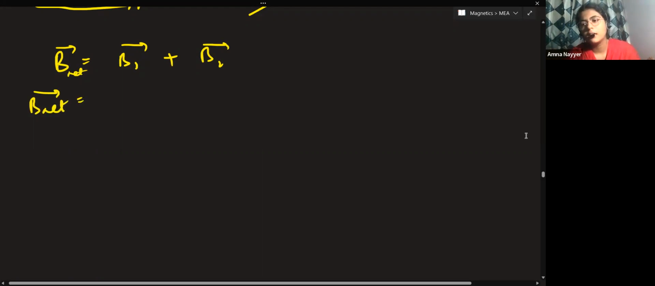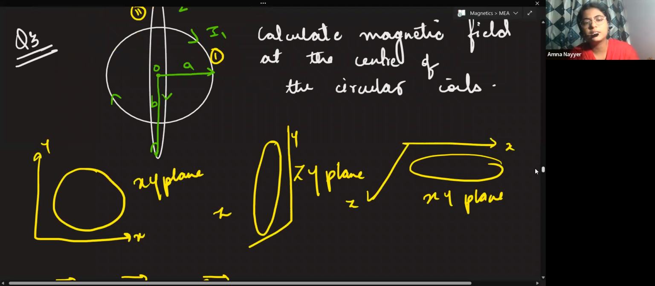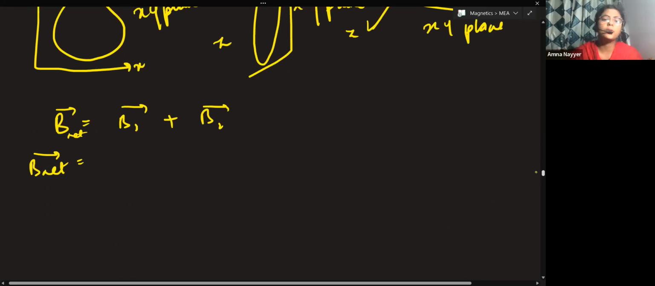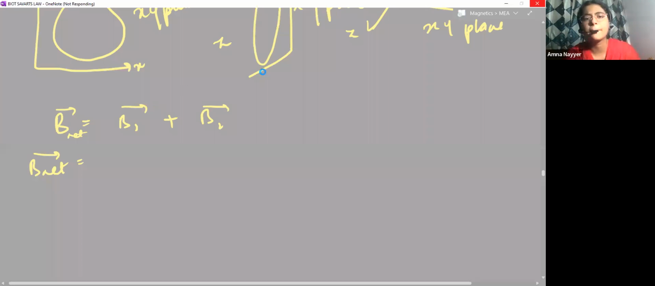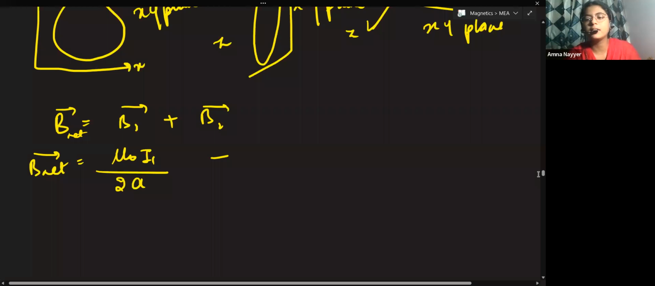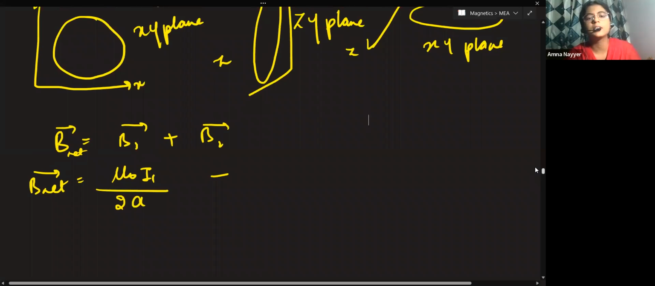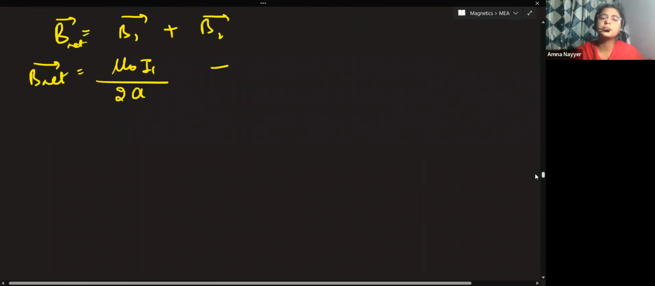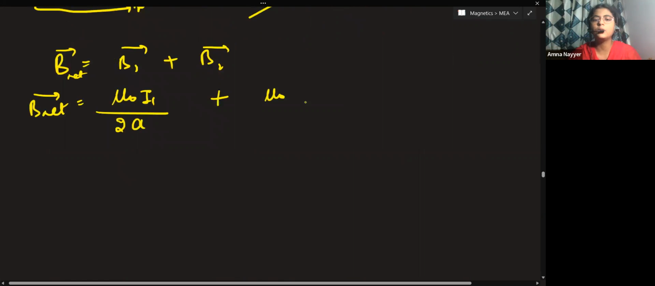So net magnetic field will be equal to B1, the magnetic field due to the first one. See, the magnetic field due to the first one: radius is A, current is I1. So that becomes mu naught I1 divided by 2A, plus the second one. For the second one, current is I2, radius is B. So it becomes mu naught I2 divided by 2B. Now directions.